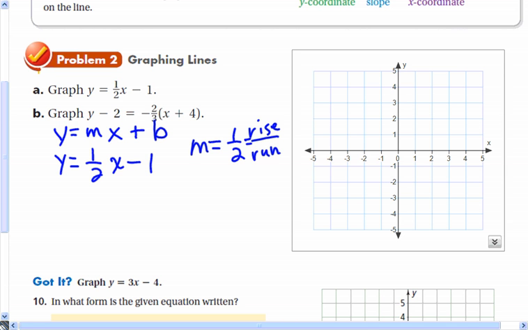And then the y-intercept is, if we put this in the form y equals mx plus b, by adding -1, we can see that the y-intercept is -1, which means the point (0, -1) is on the graph. So I'm going to graph that point (0, -1). Then I'm going to use the slope 1/2, using 1 as the rise and 2 as the run. So that means I need to go up 1 for every 2 I go across.